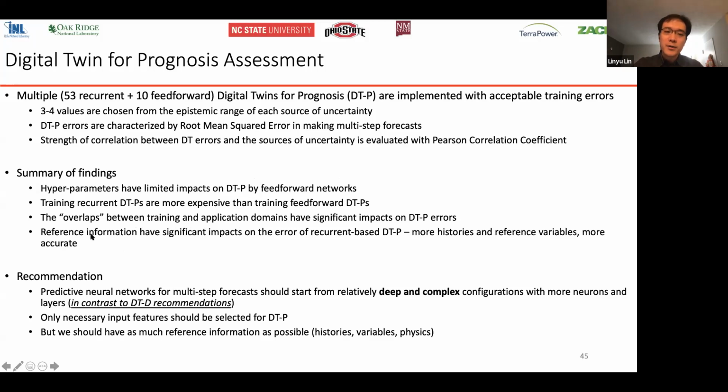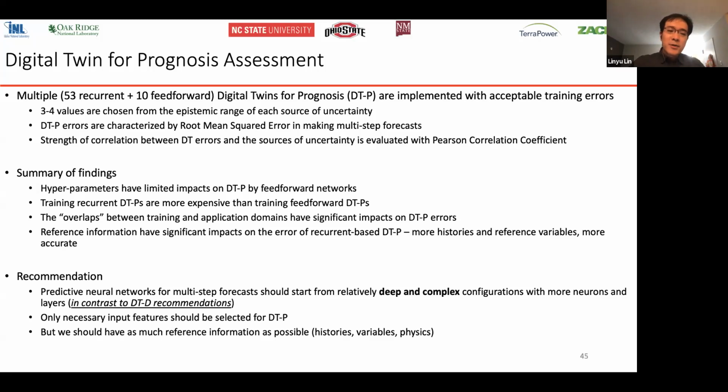We also found out that the reference information, for example the histories, physics, or reference variables, have significant impact on the error of recurrent-based prognosis. And when we have more reference information, more knowledge, more history, and more physics injected, we're having more accurate predictions.